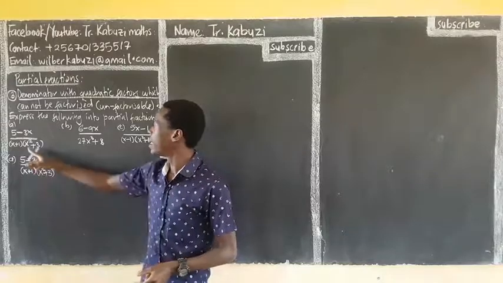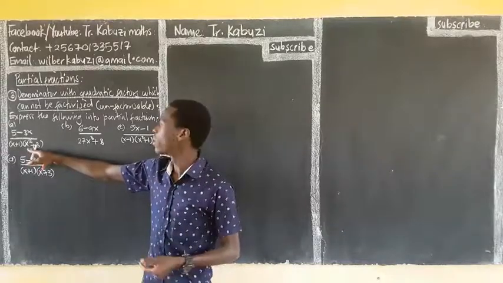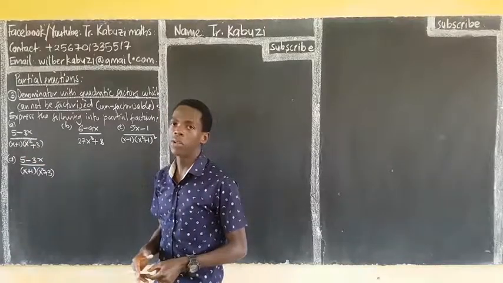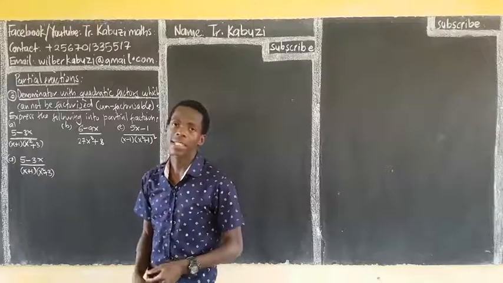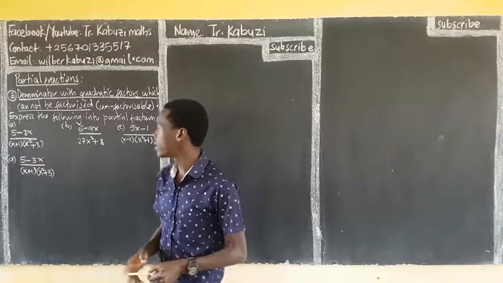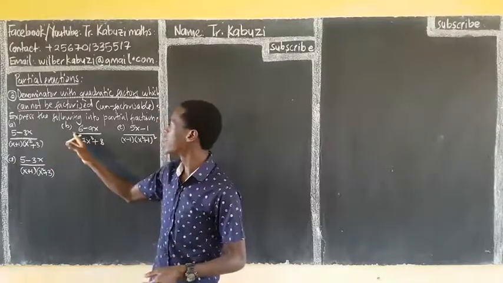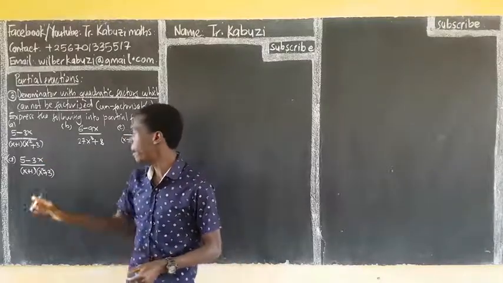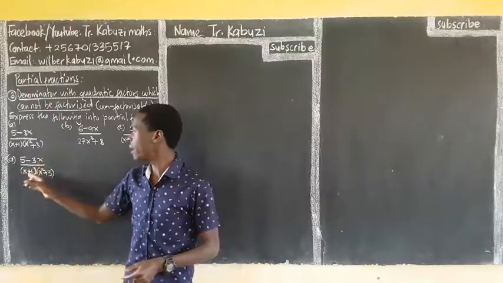Now, the first check: is this factorizable? No, because it's x squared plus 3, you cannot factorize it, because if you try to solve this, you are going to get complex roots. So I'm going to handle this and this, then we will handle the other one as we exercise. Now, to handle this, we say 5 minus 3x over this.